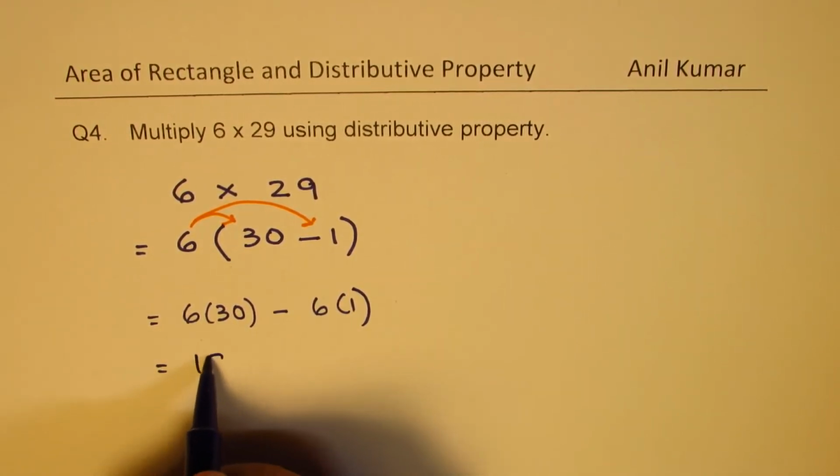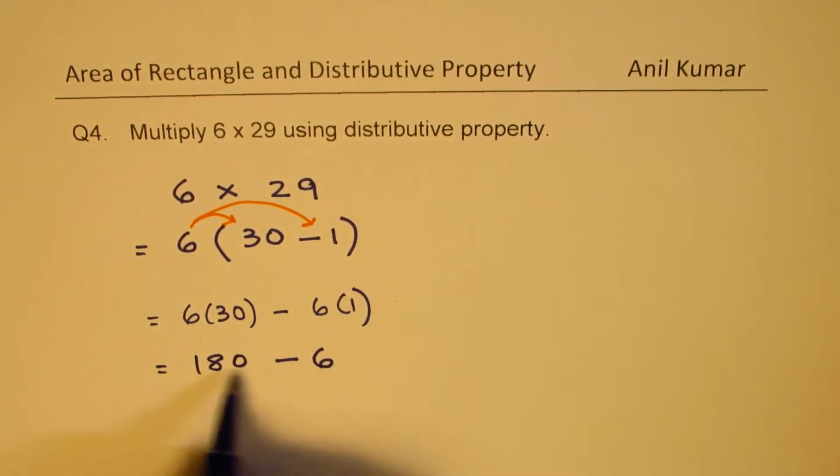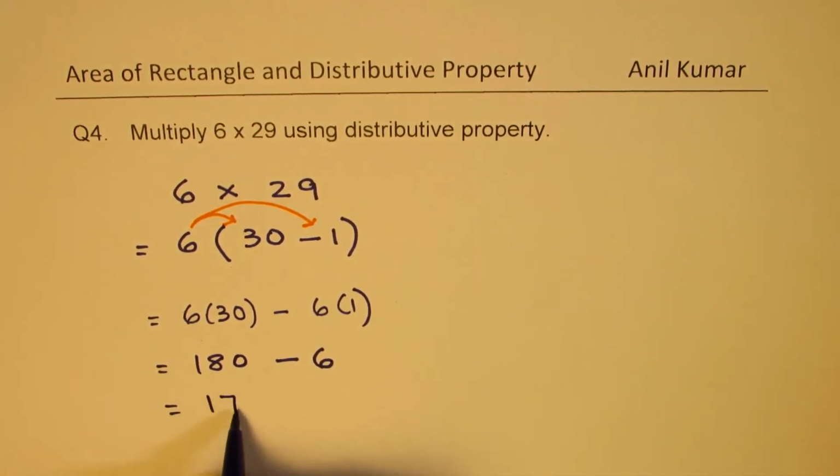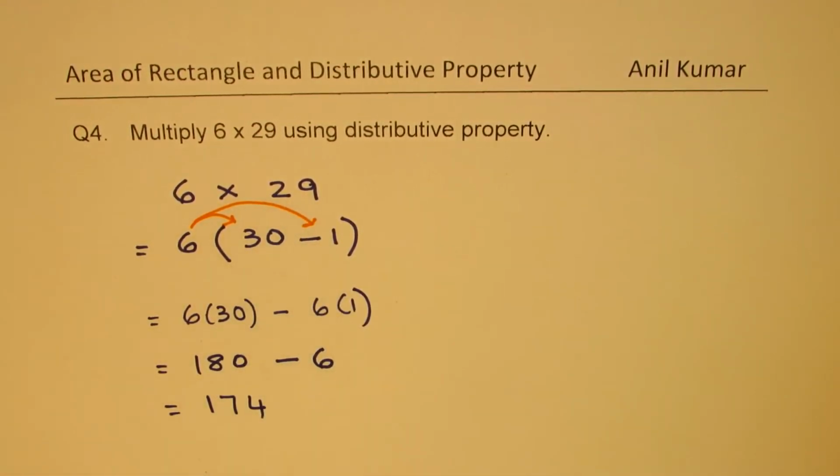6 times 3 is 18, and 180 minus 6 times 1, which is 6. So 6 less than 180 means 174. So when you have to multiply by big numbers, and you don't know the times tables for 29, then this strategy helps. So that is a huge application of distributive property, which helps to simplify the question and get the results using mental mathematics. So I hope that helps.